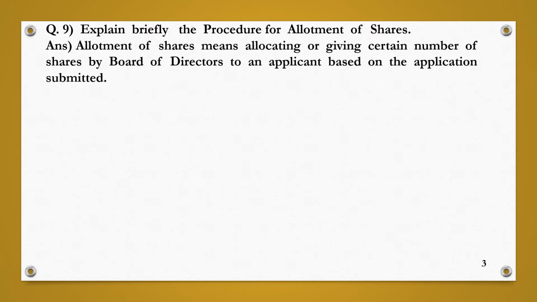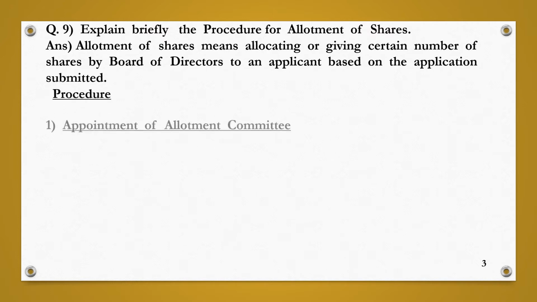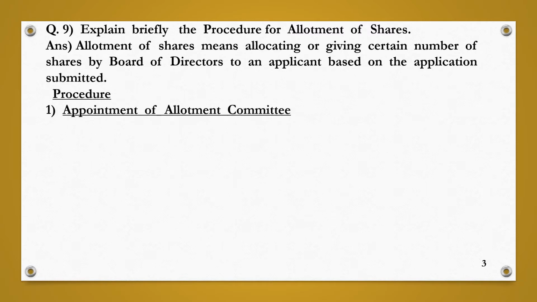As discussed earlier, allotment of shares means allocating or giving certain number of shares by board of directors to an applicant based on the application which they have submitted. Every company allotting shares needs to follow a procedure, so let us understand the same. Firstly, the company needs to appoint an allotment committee.